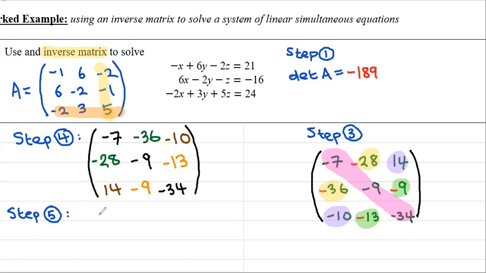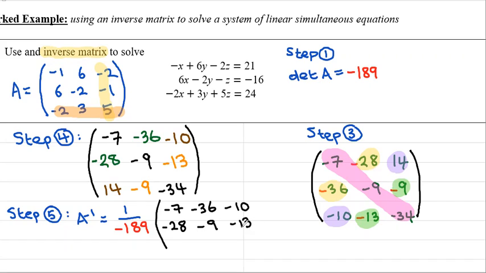Okay, so this is for a 3 by 3. A to the -1, which is what we're looking for, is going to be 1 over the determinant of A. So that's going to be 1 over the -189, which we computed right at the beginning. So let's put that in, multiplied by the matrix in step 4. So this is going to be -7, -36, -10, -28, -9, -13, and then 14, -9, and -34.